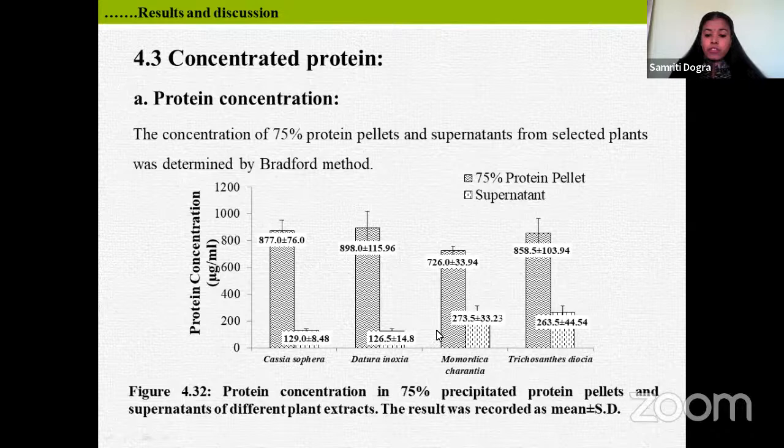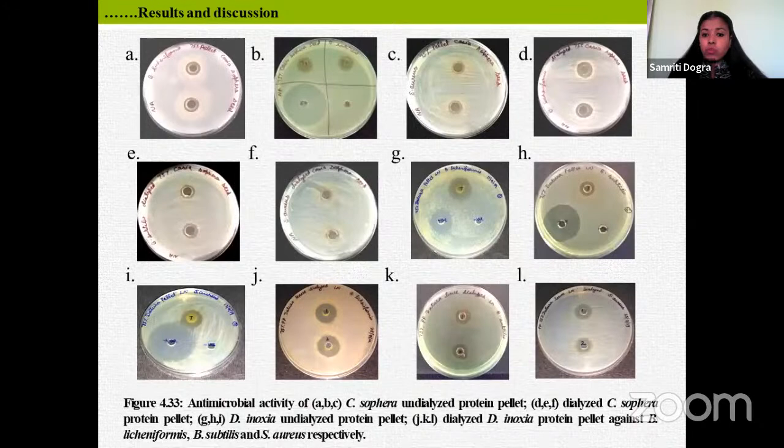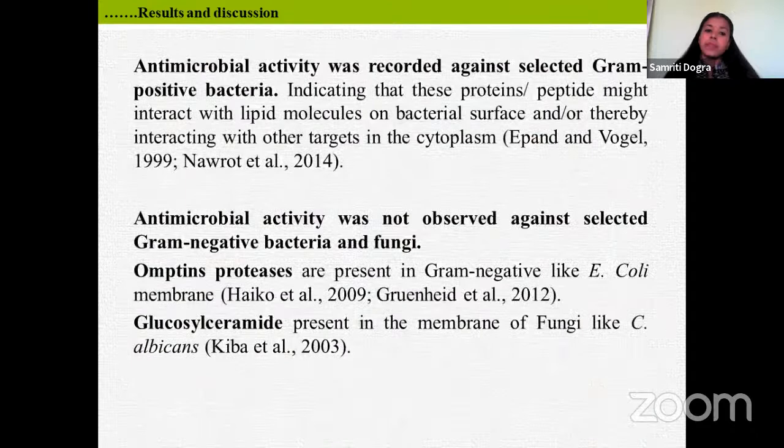This extract was again tested for antimicrobial activity before and after dialysis, and we observed that all the four plants showed activity against the gram-positive bacteria, and not against the selected gram-negative bacteria and the fungi. These are the figures showing the zone of inhibition. So antimicrobial activity was recorded against the selected gram-positive bacteria.